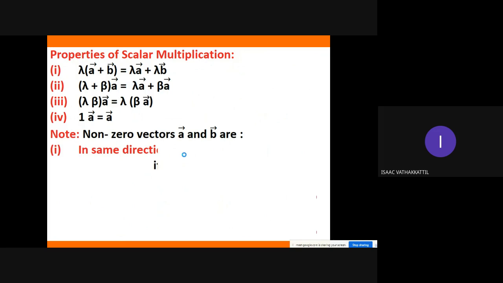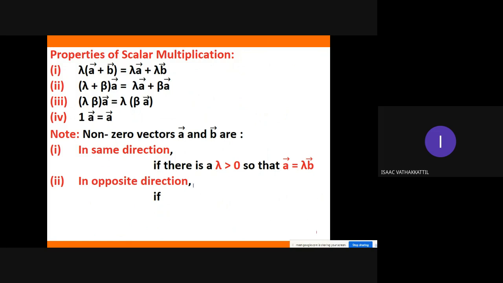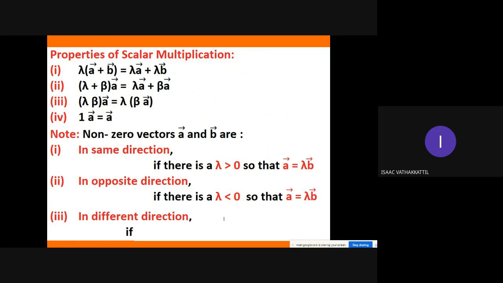Non-zero vectors A and B are in the same direction if A is equal to lambda B, where lambda is more than 0. There is a lambda more than 0 so that A is equal to lambda B. In opposite direction, if there is a lambda less than 0 so that A is equal to lambda B. When can you say they are in different directions? If there is no lambda where A is equal to lambda B. Okay, take care of this point very importantly.